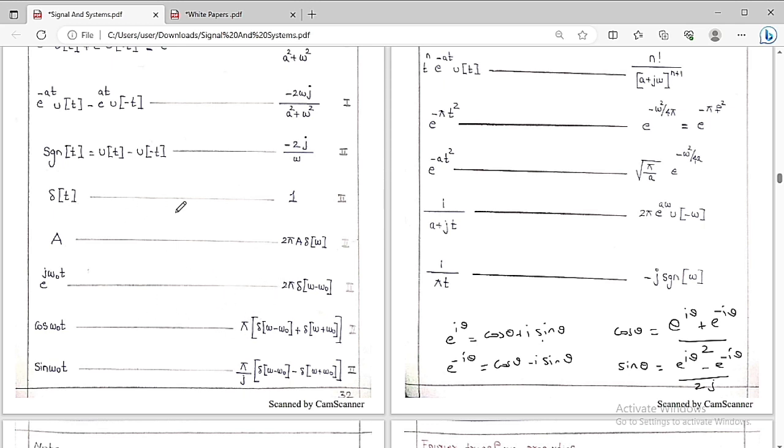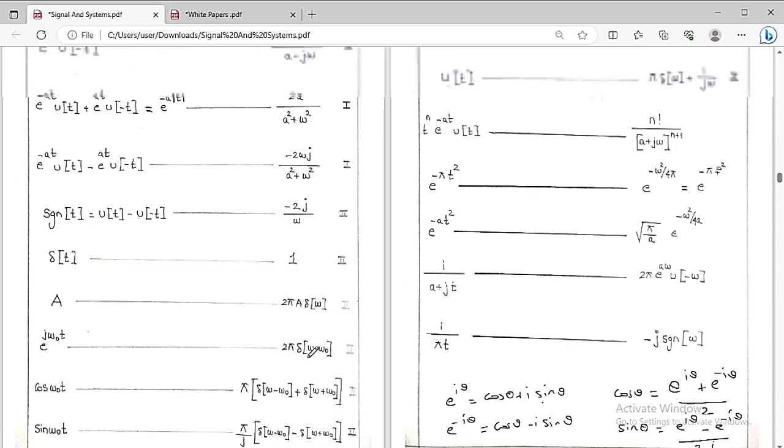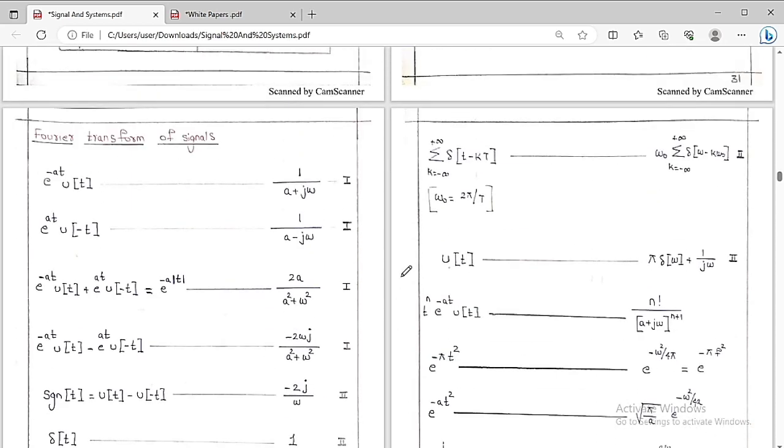So for delta of t, the Fourier transform is 1, for a it is 2 pi a delta of omega, for e to the power of j omega naught t it is 2 pi delta of omega minus omega naught, and for cos omega naught t it is pi into delta of omega minus omega naught plus delta of omega plus omega naught. For sin omega naught t, it is plus and minus with an extra j in the denominator. So this is what we get. Now for the other signal, it is an impulse train.